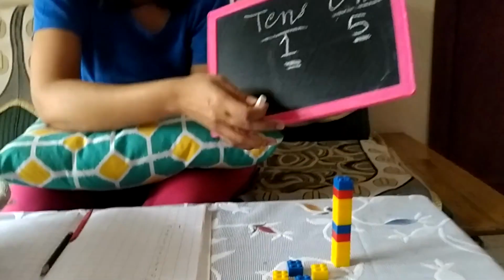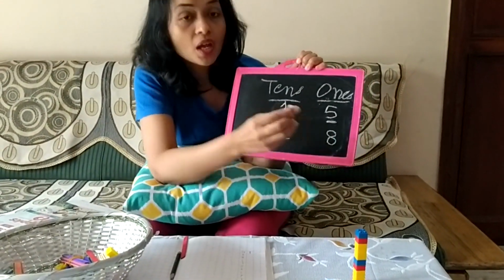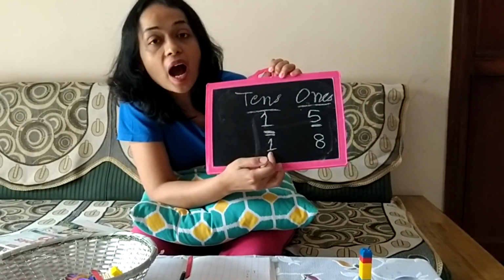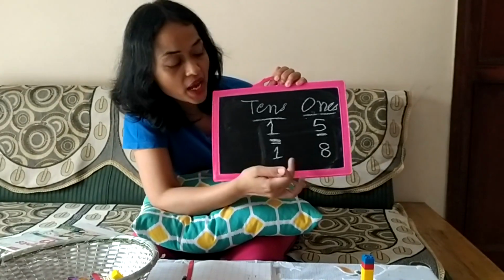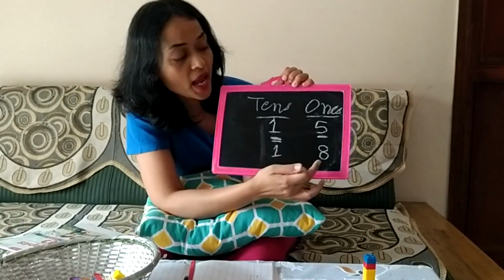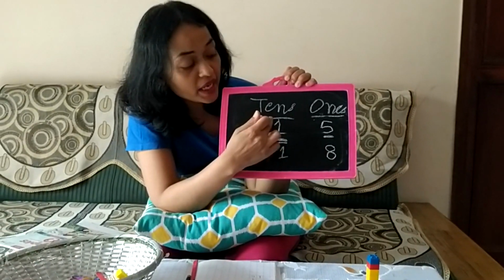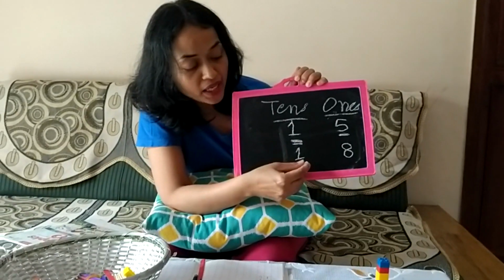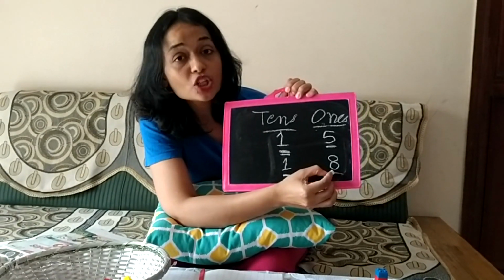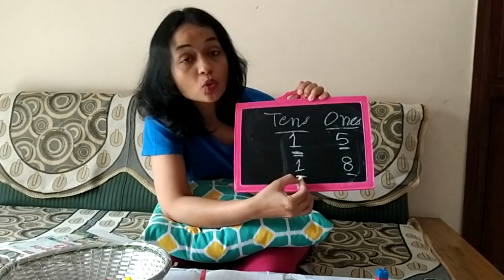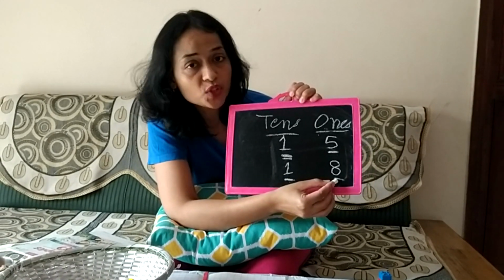Now if I need 18 objects, so here under tens I have value 1 and under ones I have value 8, right? Under tens I have value 1 and under ones I have value 8. What does it mean? I need 1 ten. I need one bundle of 10 objects and I need 8 more objects, right?